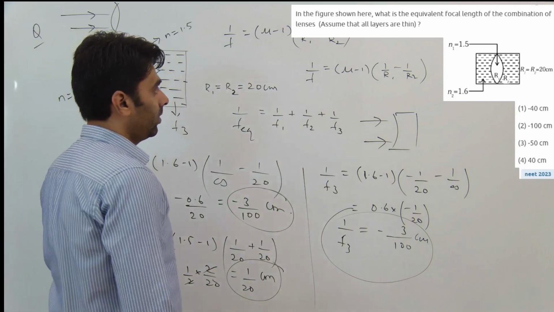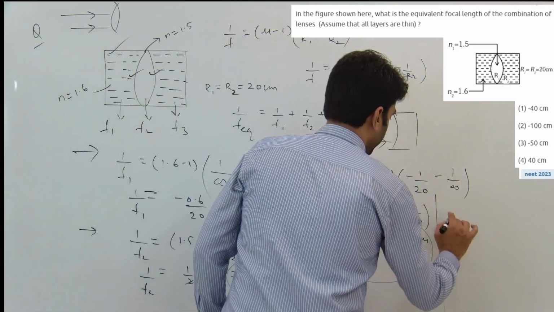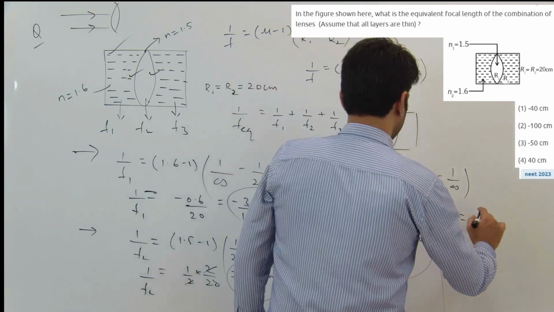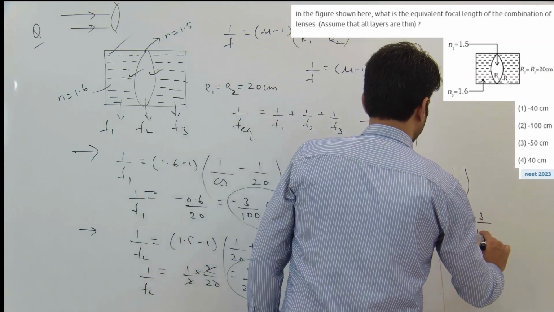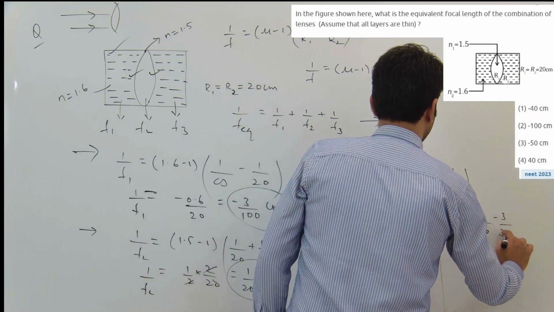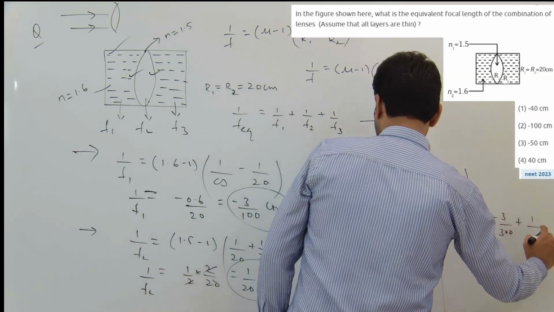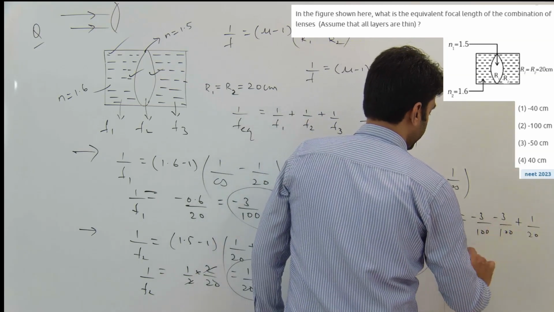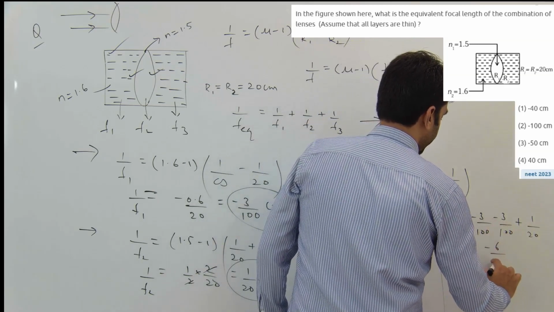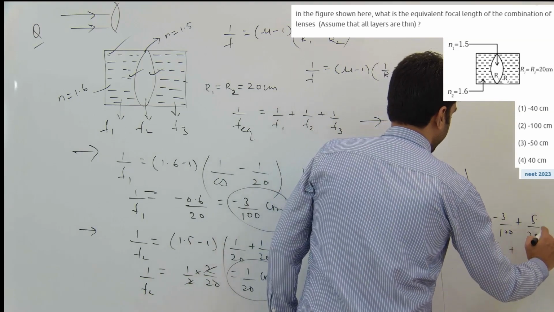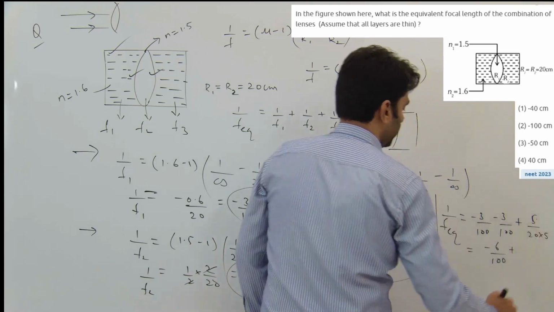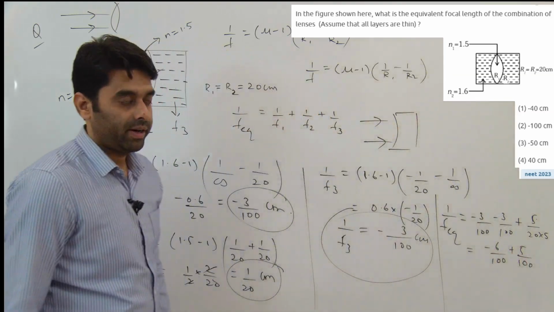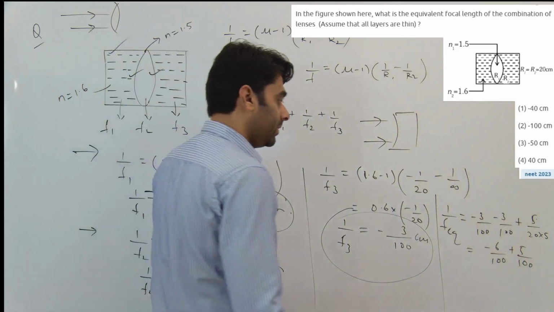Let us solve it. 1 by f equivalent is equal to minus 3 by 100 plus 1 by 20, minus 3 by 100, right? This one I can write as minus 6 by 100, plus this will be 5, we can multiply it, so this will become plus 5 by 100. Minus 6 by 100 plus 5 by 100, that means it will come out to be minus 1 by 100.